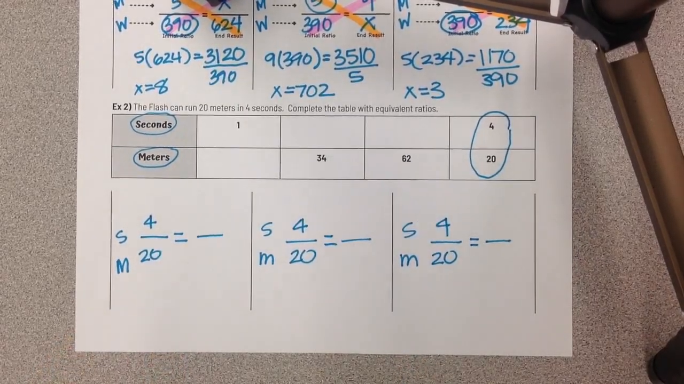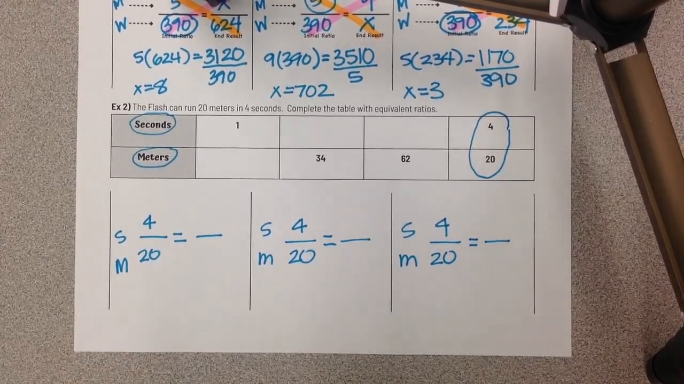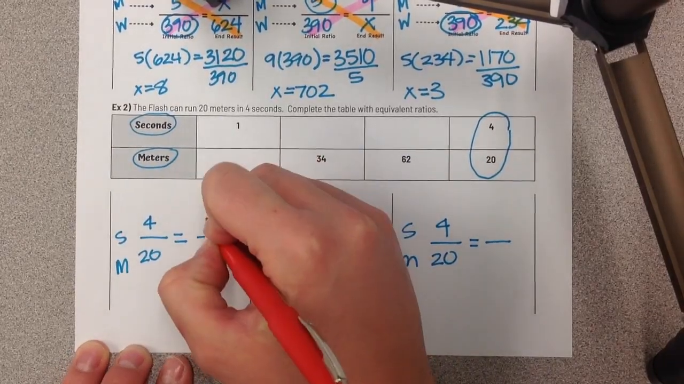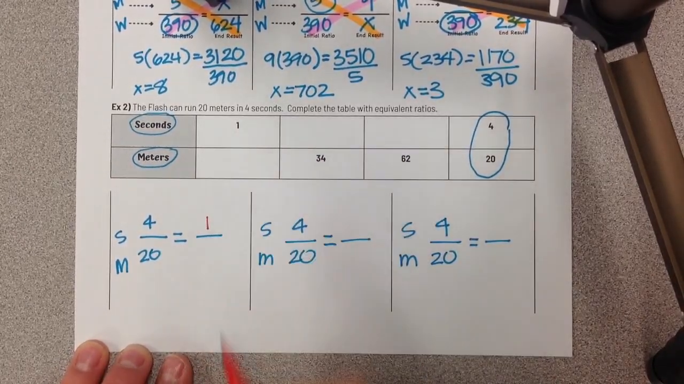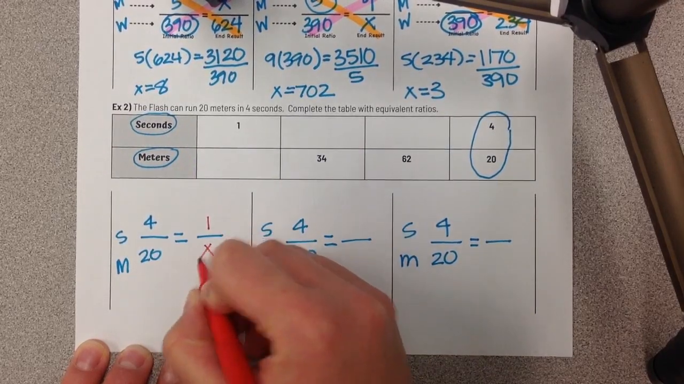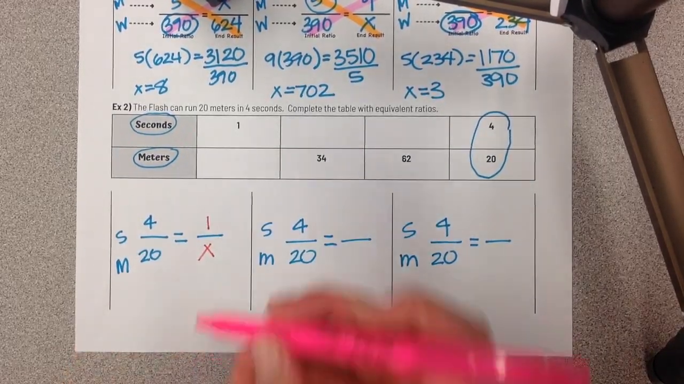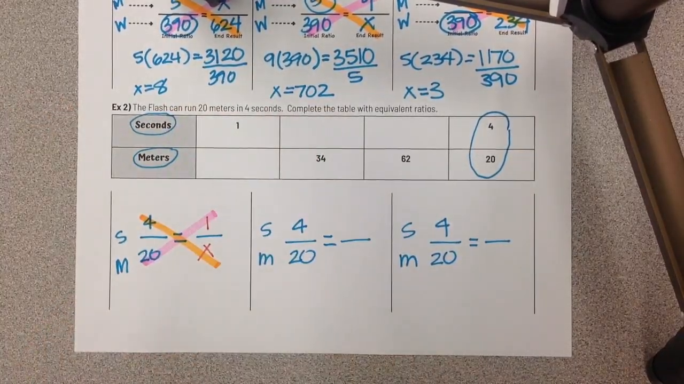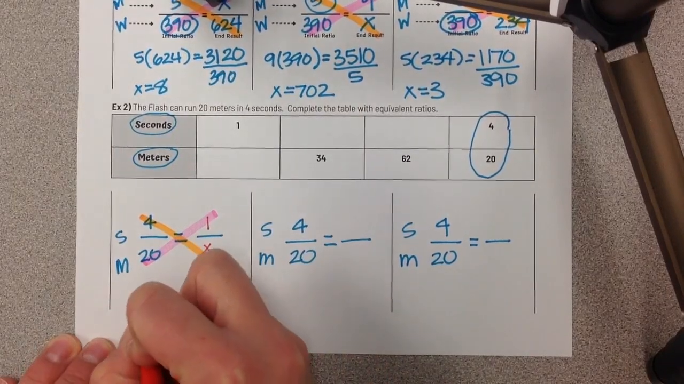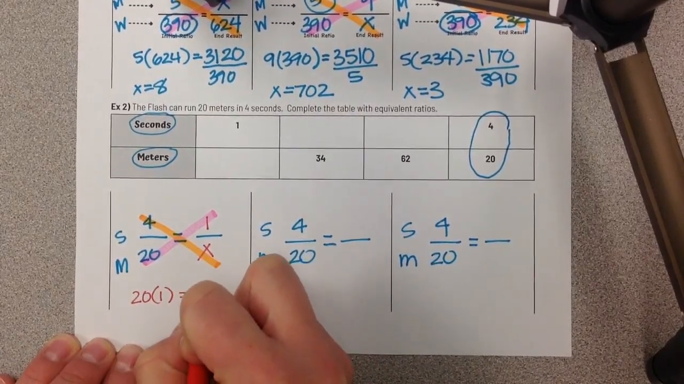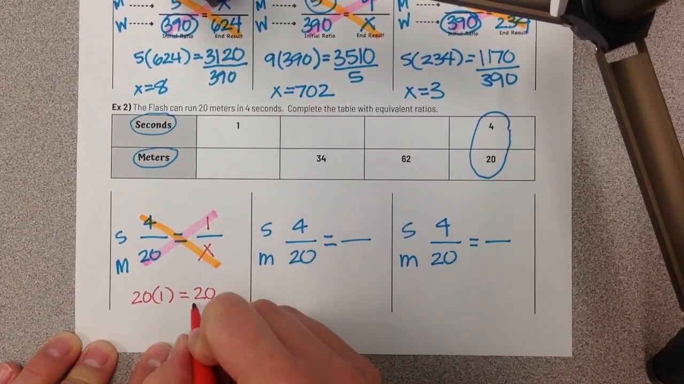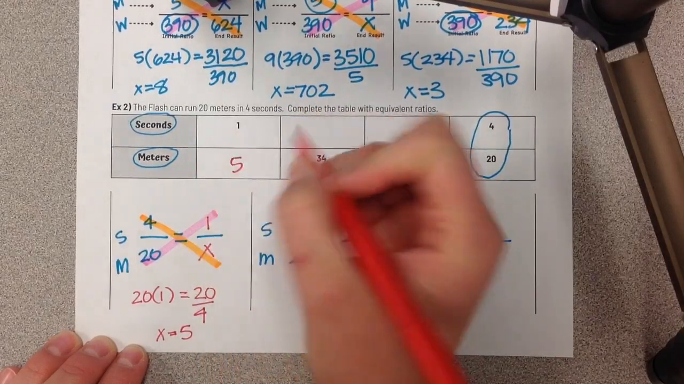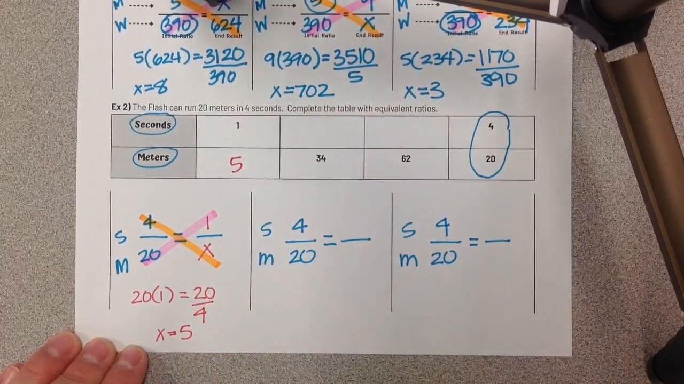Now that I have that set up, I am going to look at my different columns. For my first column, I have 1 second. I'm trying to figure out how far the Flash can run in that 1 second. Same thing, I'm going to solve my proportion. I have 20 times 1 equals 20, and then I'm going to divide by 4. So x equals 5. The Flash can run 5 meters in 1 second.